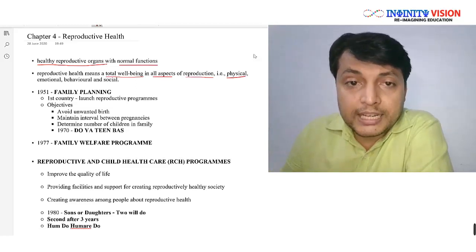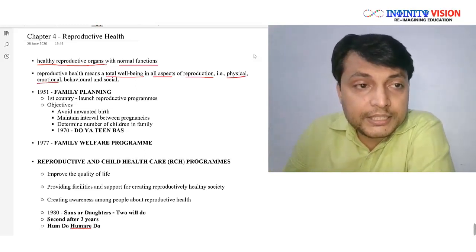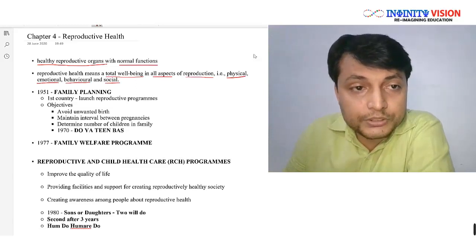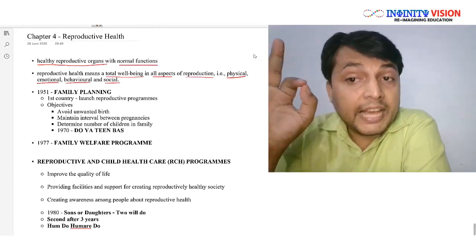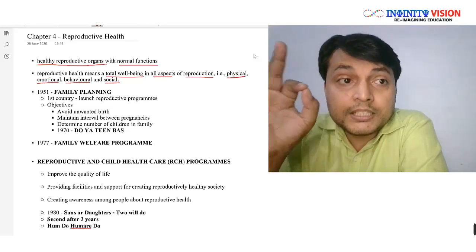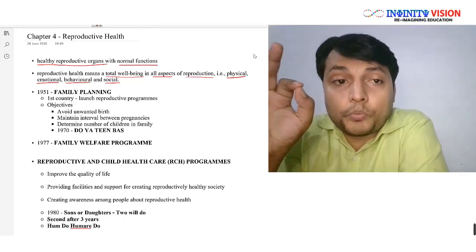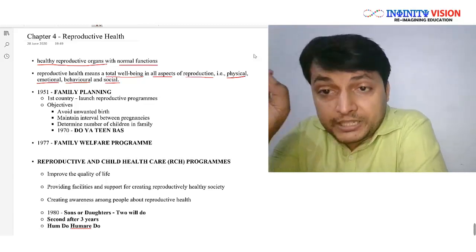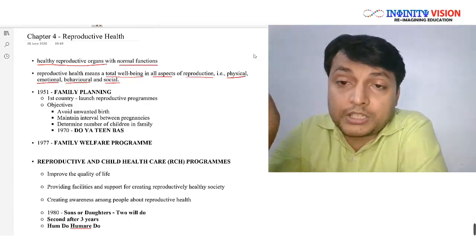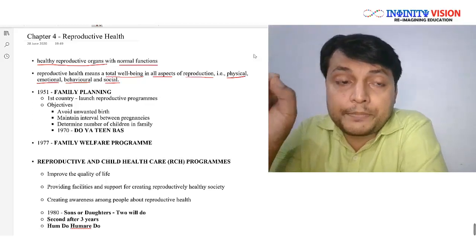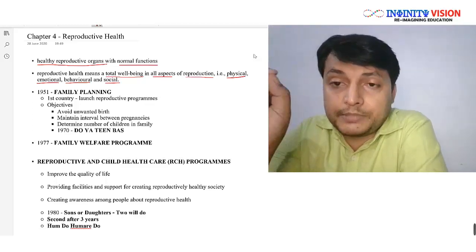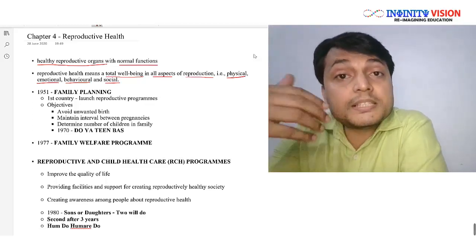Remember, this is an NCERT line, therefore it is very, very important. So, as per WHO guidelines, the definition of reproductive health is the total well-being in all aspects of reproduction, and that should cover the physical, emotional, behavioral, and social well-being. What does this mean?